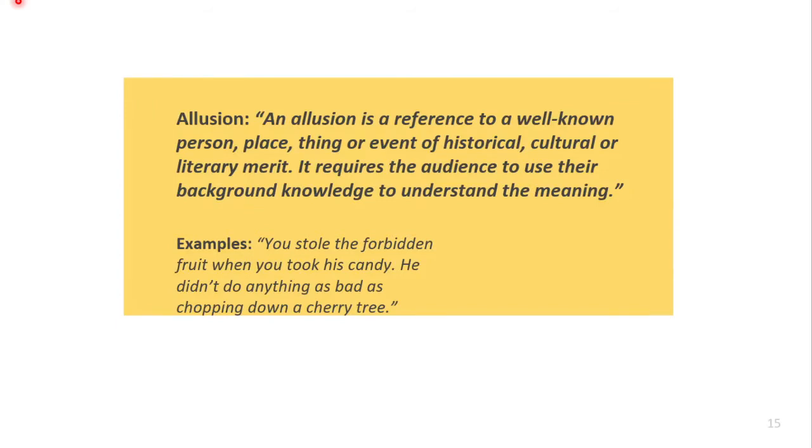Allusion. An allusion is a reference to a well-known place, person, thing, or event of historical, cultural, or literary merit. It requires the audience to use their background knowledge to understand the meaning. Examples include, you stole the forbidden fruit when you took his candy. Or, he didn't do anything as bad as chopping down a cherry tree.